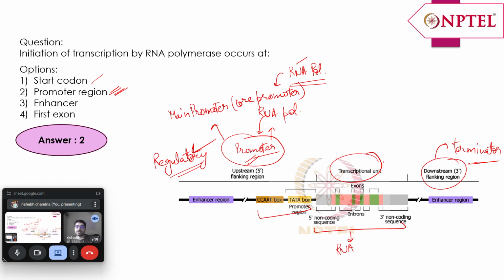And here is the transcriptional unit. In a eukaryotic gene, the transcriptional unit is divided into two parts: exons and introns. Introns are the non-coding regions. They are removed when forming a mature mRNA, and only the exons are present in the mature mRNA that leads to the protein after translation. The downstream flanking region also has a terminator that helps in the stoppage of the transcription. Okay, any doubts in this particular question?